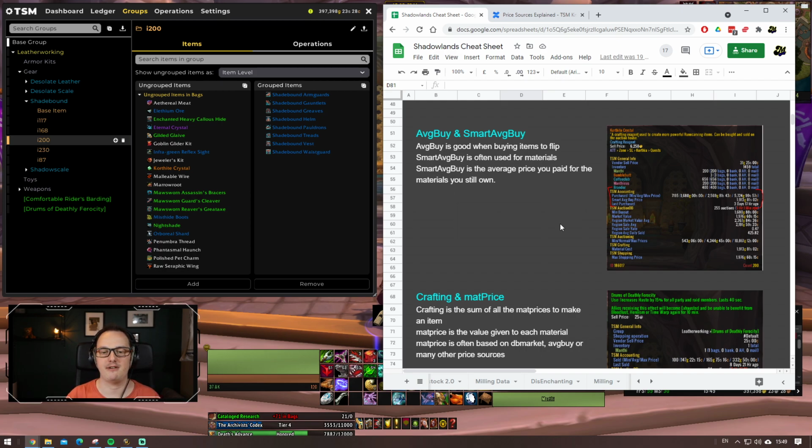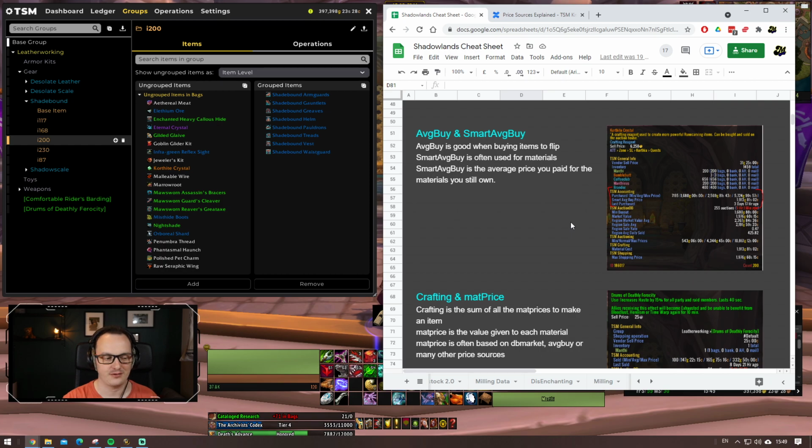This can be very, very handy on fast turnaround things. Alchemy, when it comes to herbs, especially uses this smart average buy price a lot. A lot of crafters out there will use this price source to help them value or gauge how much it costs them to create things. It's a very, very powerful price source that you should be aware of.